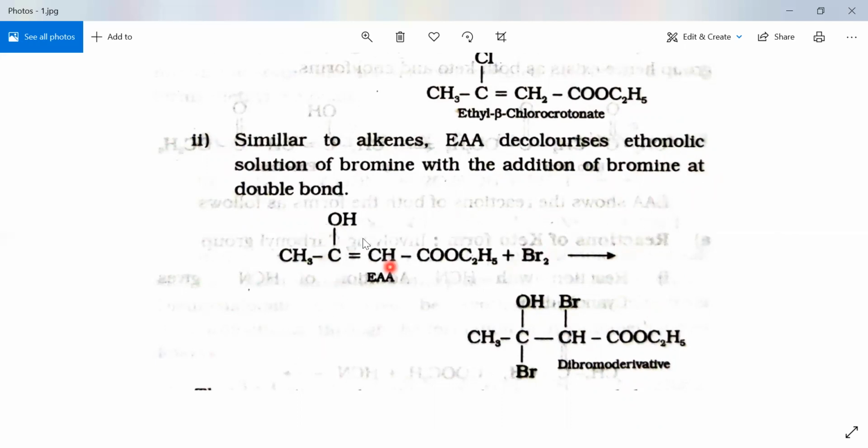So to the carbon-carbon double bond, the bromine adds by eliminating the double bond, and we get the dibromo derivative of ethyl acetoacetate. So when the enolic group of ethyl acetoacetate is treated with bromine, it forms the dibromo derivative. So this is another reaction due to the enolic group of ethyl acetoacetate.